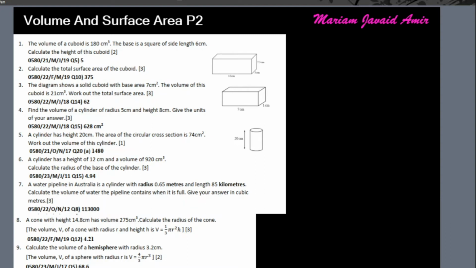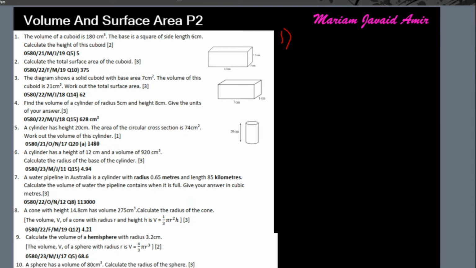Hello everyone, we're doing a worksheet on volume and surface area, and the questions are from paper P2 and they're from year 2019 and backwards. Alright, so let's jump on to the first question.